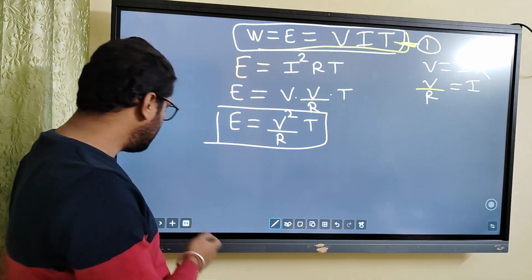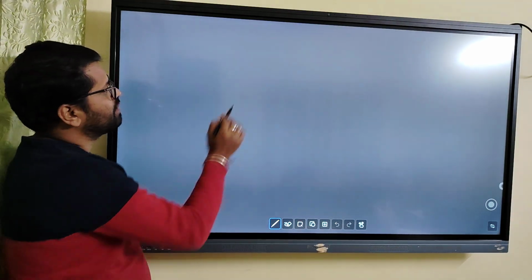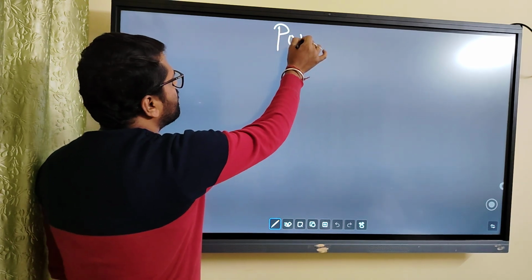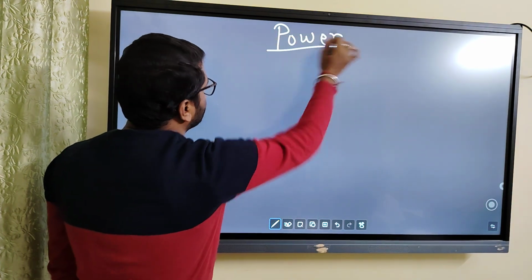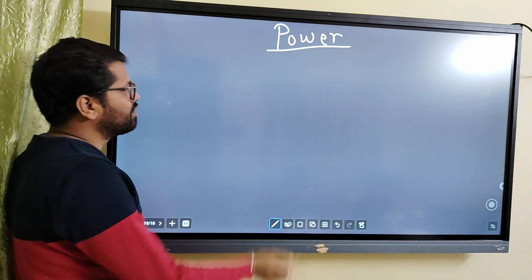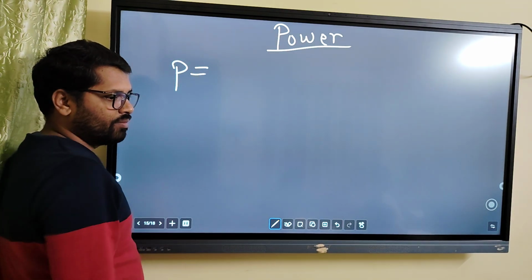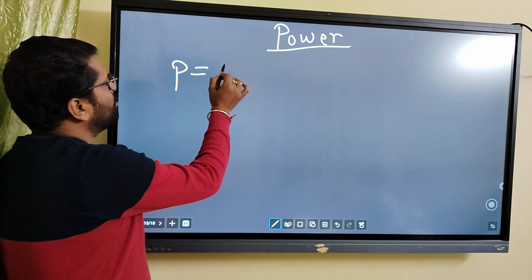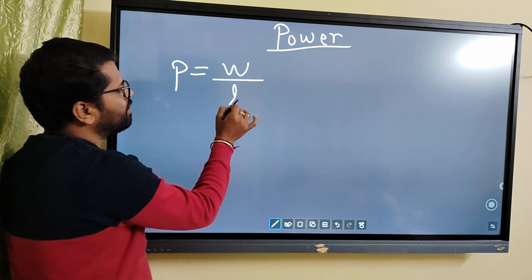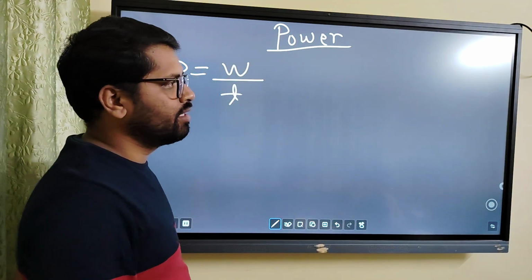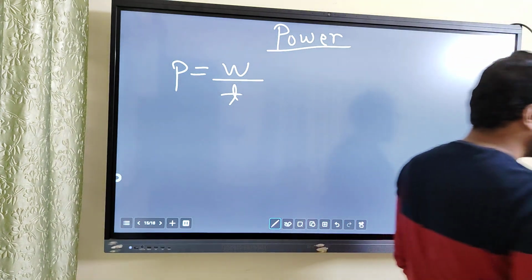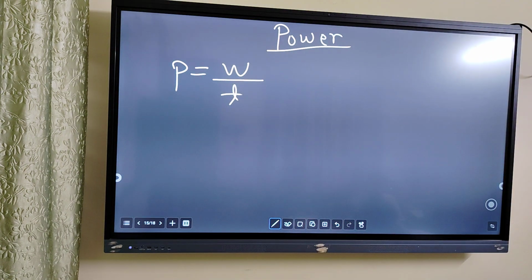Now next and last part of this chapter is power. Which power? Electric power. What is power? In 9th standard they will teach. Power equals work by time. Power equals work by time. So what is the work formula?